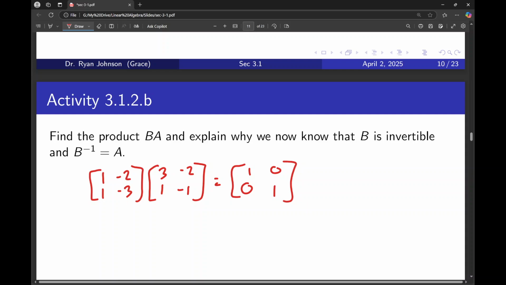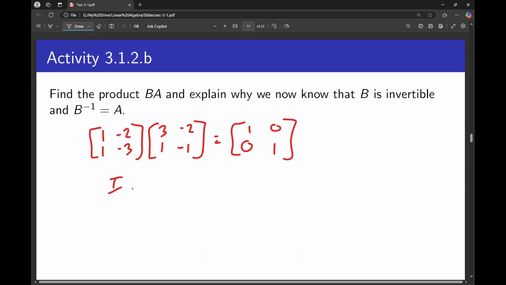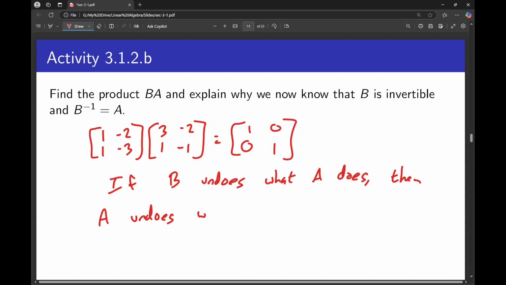So basically, if B undoes what A does, then A undoes what B does.